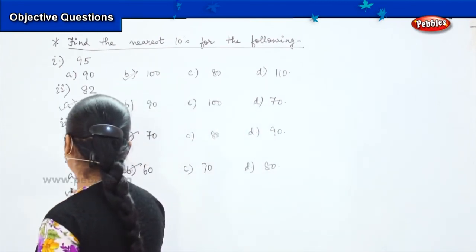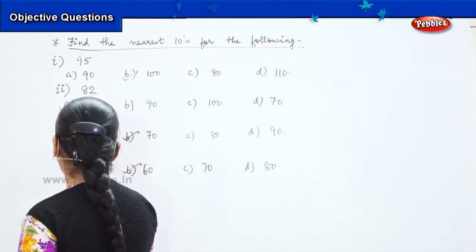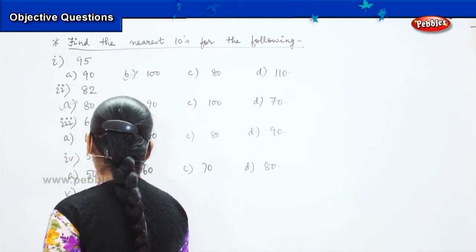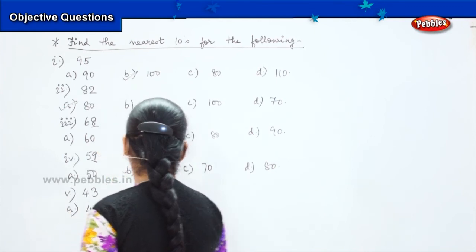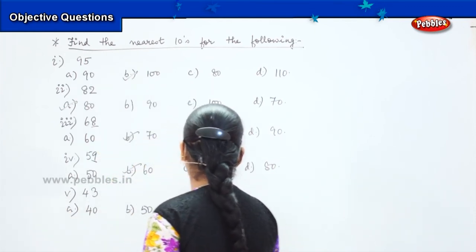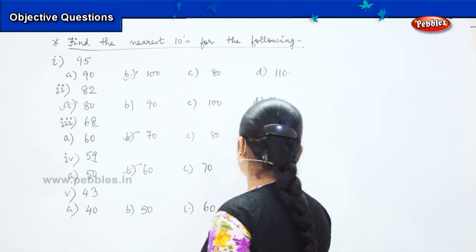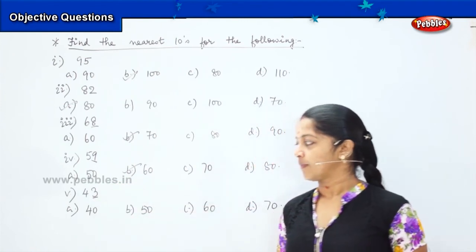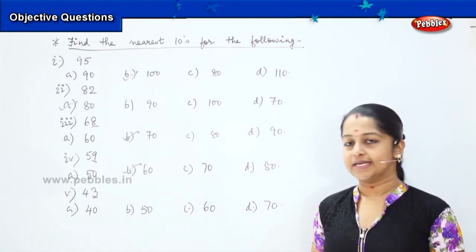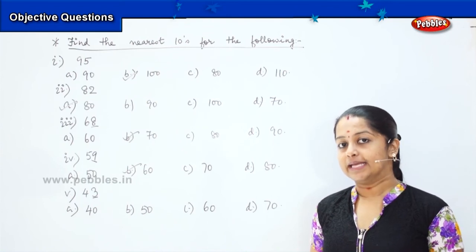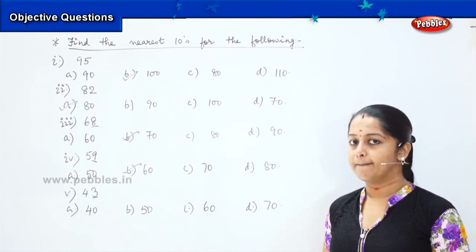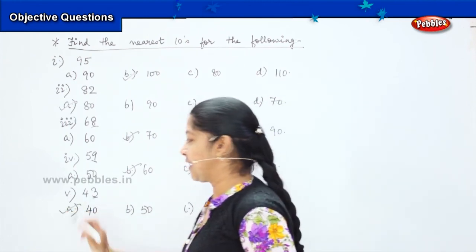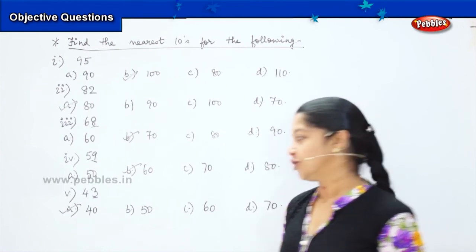Next question is 43. Okay, and the options are 40, 50, 60 and 70. So what is the last digit number here? It is 3, right? So which is less than 5. Very good. So my nearest tens will be great. It is 40. Option A. You got it correct. Good.